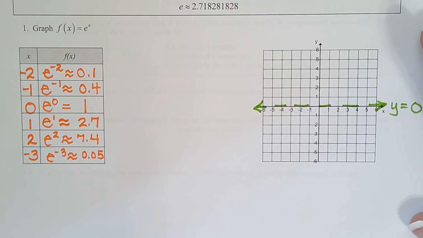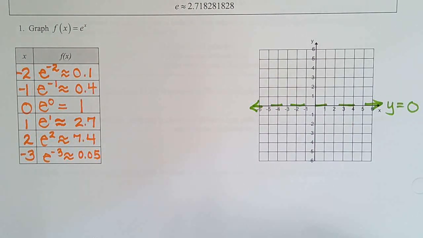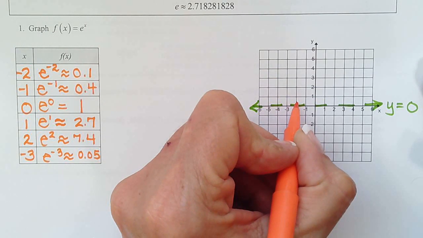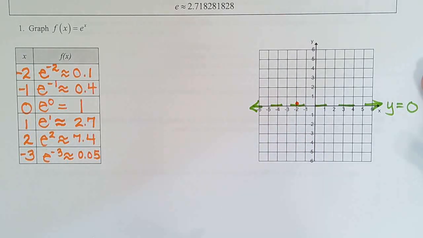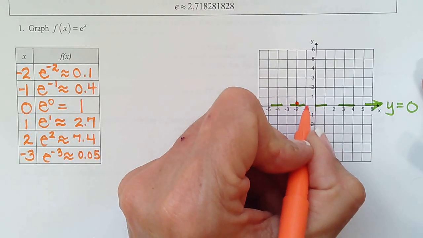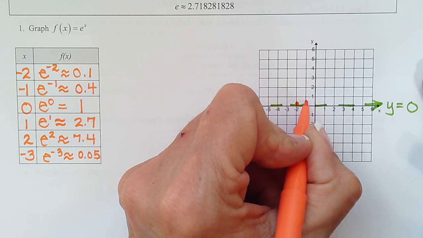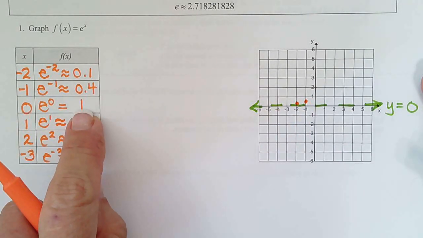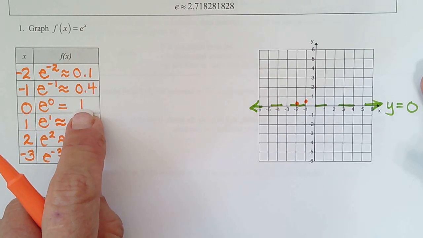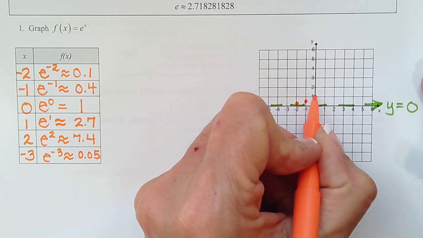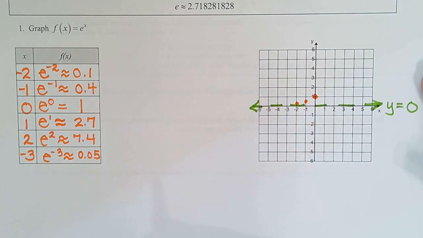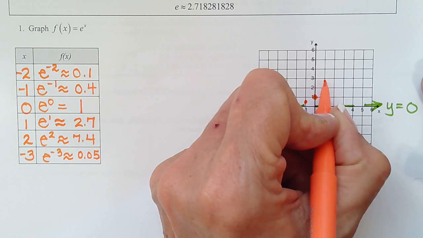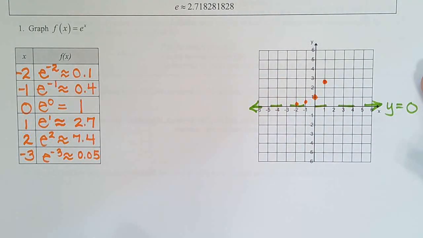Okay, so let's graph this. -2 goes with 0.1, which is just barely above the x-axis. -1 goes with 0.4, which is almost halfway. 0 goes with 1. That was another thing we learned about exponentials. If they haven't been moved up or down or left or right, (0, 1) will be on every graph. And then 1 goes with 2.7, which is a little bit more than 2.5, right underneath 3.